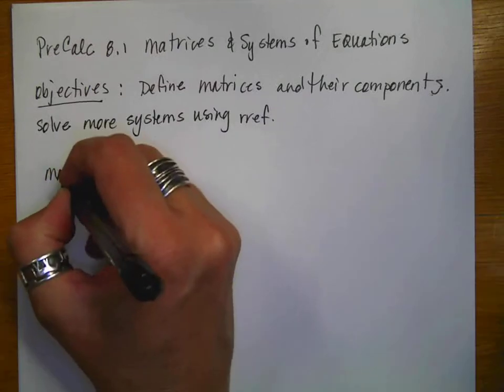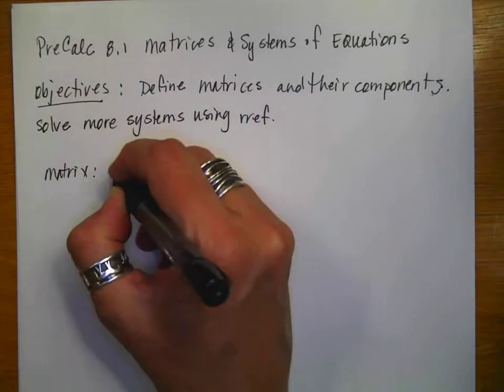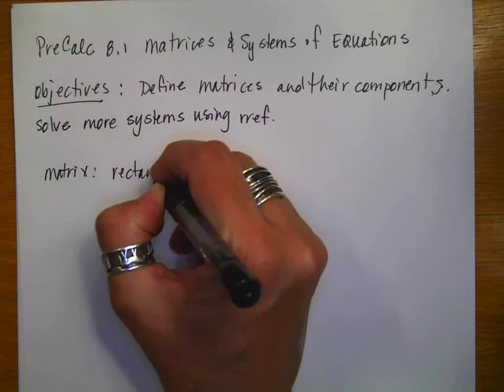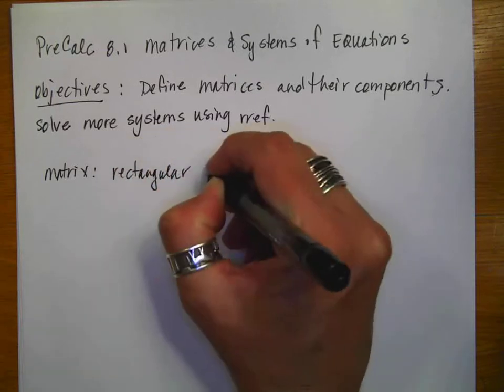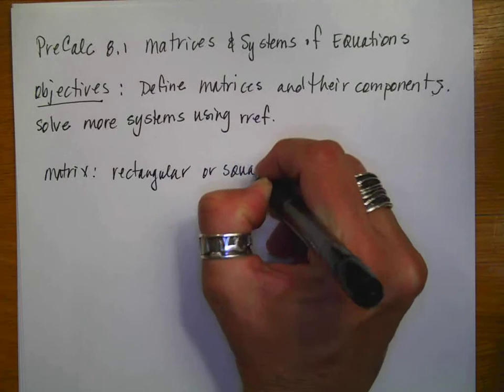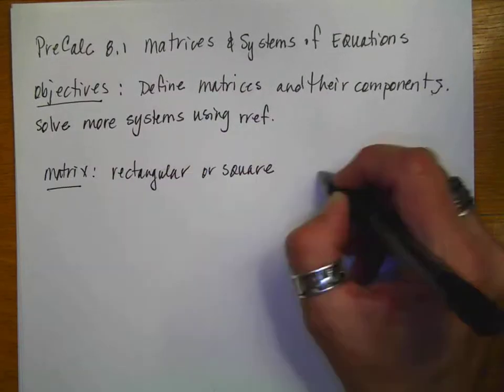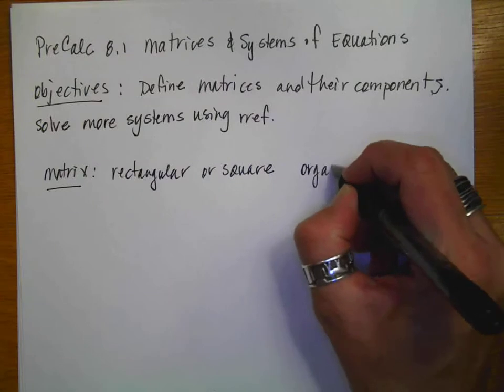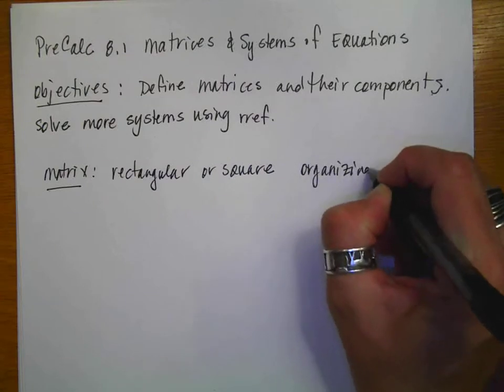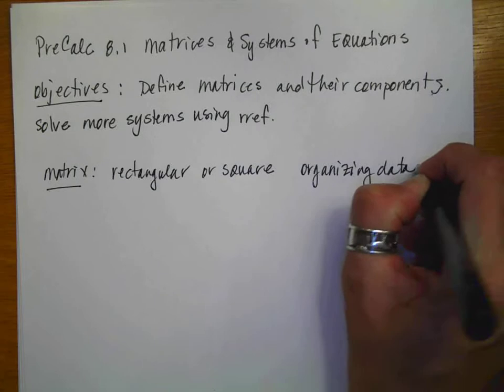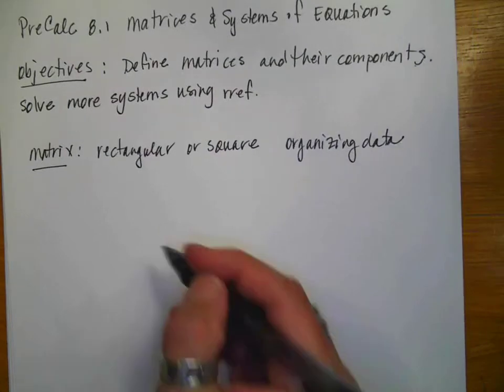So for a matrix, it can be either rectangular, that's a hard word to say, or square. It doesn't matter which, but it is basically just a way of organizing data. So that's one of the reasons that we use matrices.